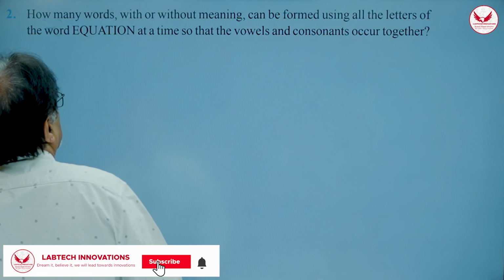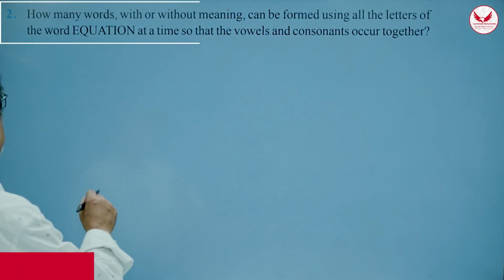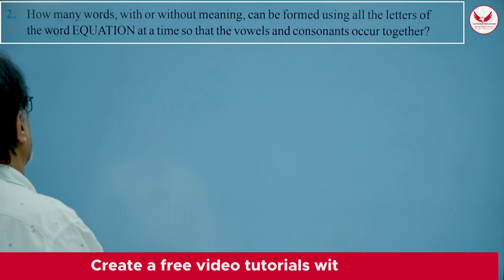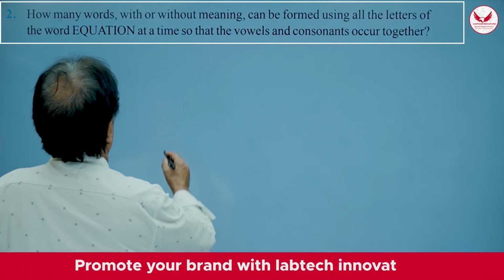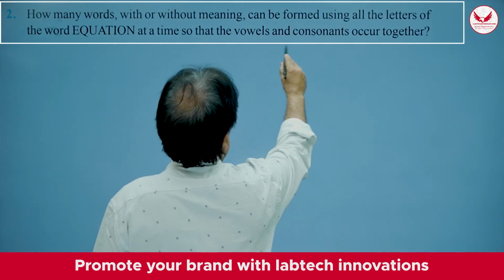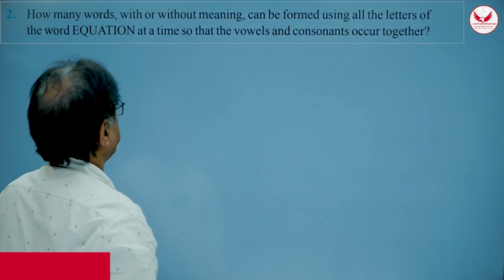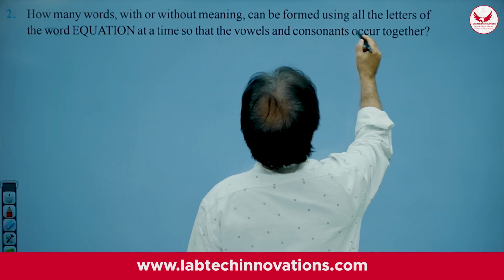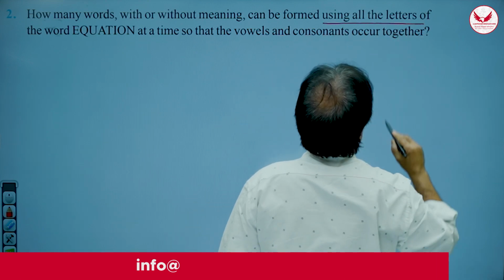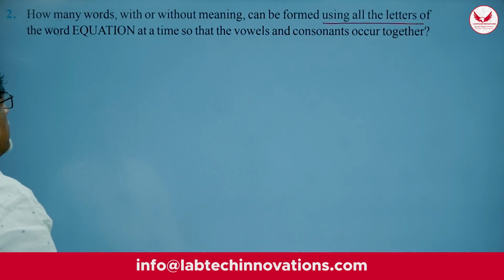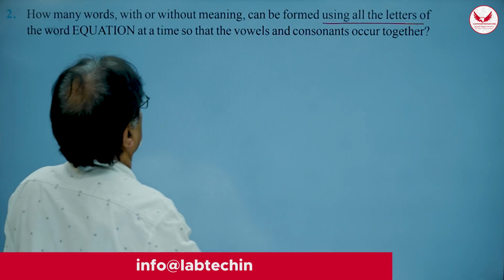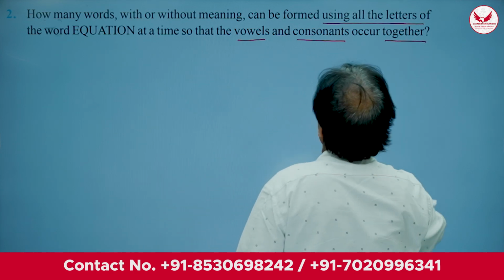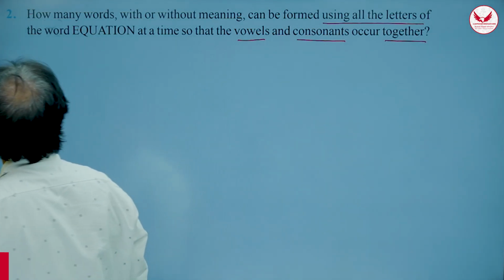Now, the second question is: how many words with or without meaning can be formed using all the letters of the word equation at a time, so that the vowels and consonants occur together? Here, the important statement is using all the letters. This gives us the permission to use all the letters. And secondly, we want vowels and consonants together. These are the important words in understanding this particular problem.